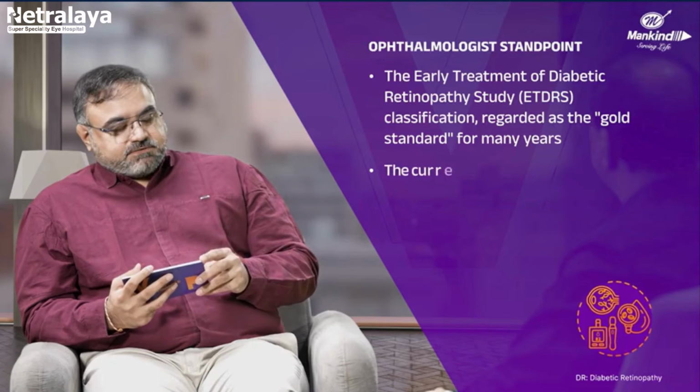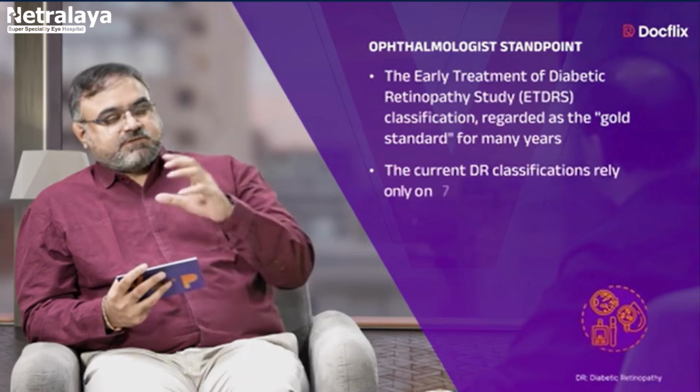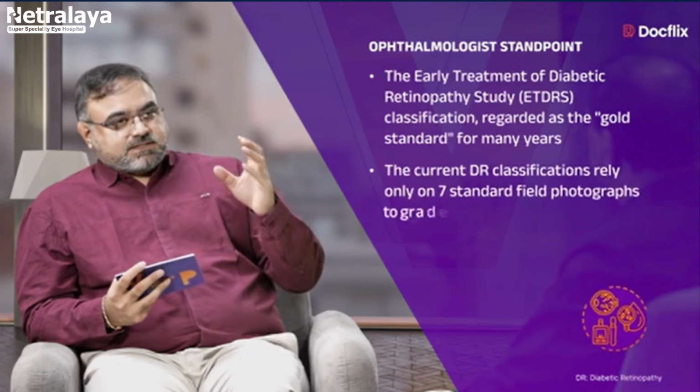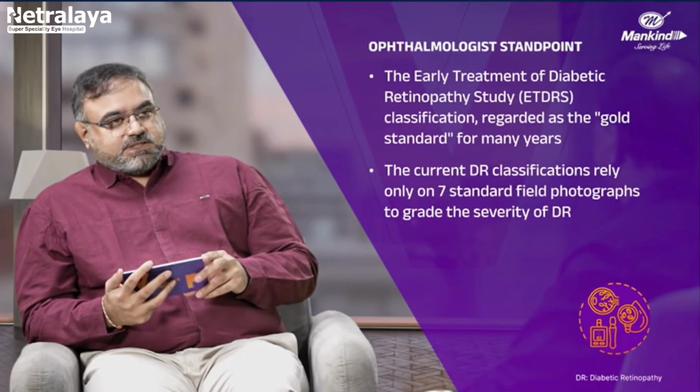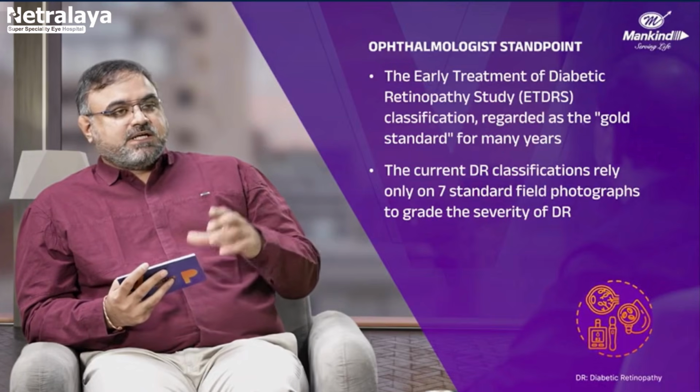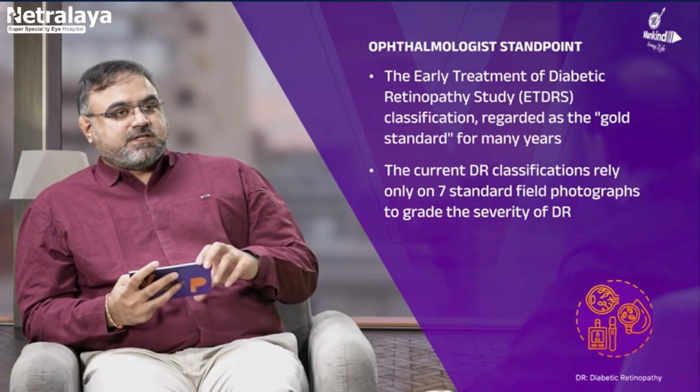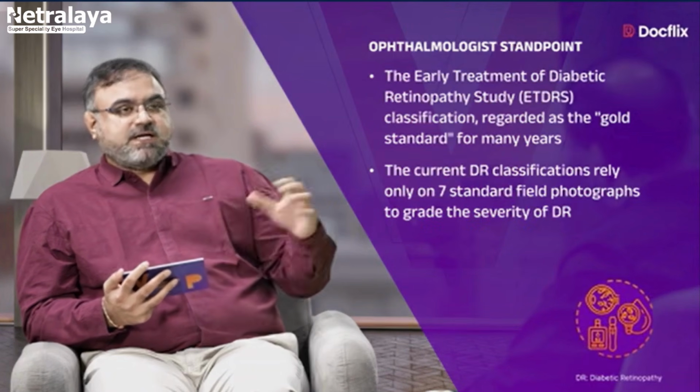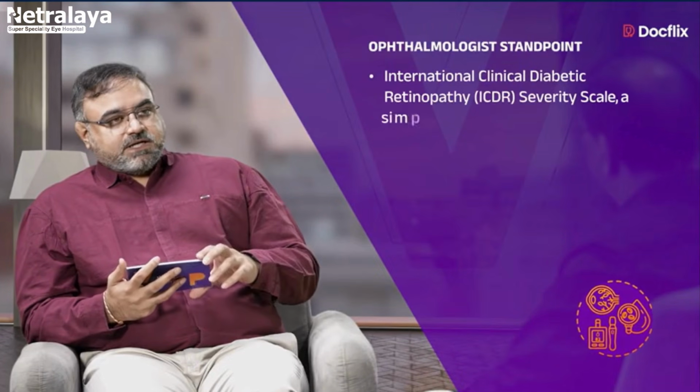In this ETDRS classification, we take 7 retinal photos, and with these 7 retinal photos, we see the progression of diabetic retinopathy. It is mainly used in clinical research, but it's very complex to use in our day-to-day practice. So for day-to-day practice, there's one more classification available, which is a simplified version of the ETDRS classification. It is the International Clinical Diabetic Retinopathy Severity Scale.